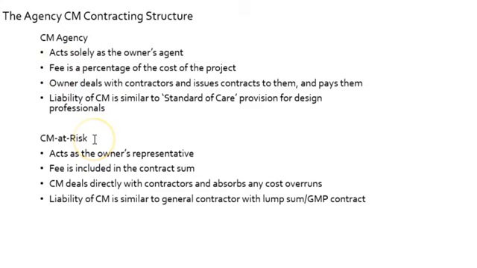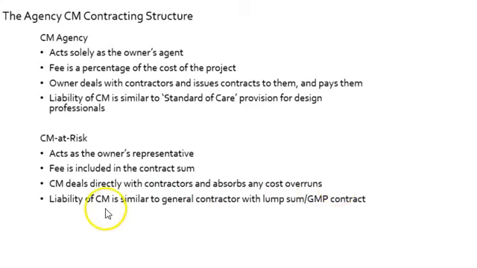Here, however, they are at risk, a different version. So they act as a representative to the owner. Their fee is included in the contract sum. They deal directly with the contractors, and any overruns are absorbed by them. Okay, so it's not a standalone fee. Their fee is part of the whole contract sum, and when things don't go well and there are overruns, they are the ones that are at risk. That's where they are at risk, essentially.